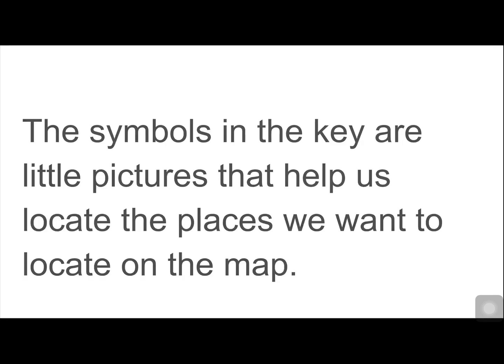Our next word, symbols. The symbols in the key are the little pictures that help us locate the places we want to locate on the map. So if you see the little symbol of a tree, you can look and see what that means. Maybe a tree means a forest, and then that's how you would look on the map and find where the forest is.